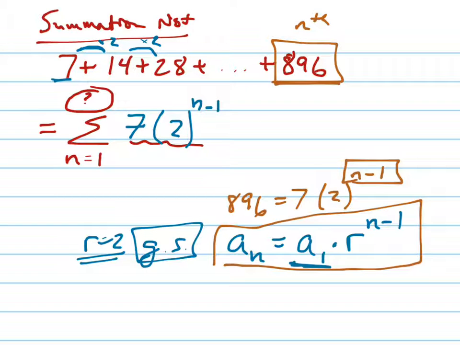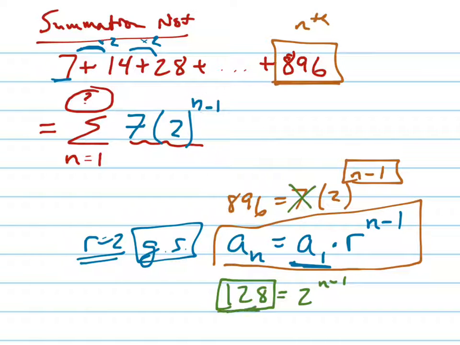So I'm going to have to do some tricky algebra. I first divide both sides by 7. 896 divided by 7 is 128. So 128 equals 2 to the n minus 1 power, and lo and behold, what do we get to do? You could either use logarithms, or you could rewrite 128 as a power of 2. It's an exponential equation, but we can use logarithms to solve it.